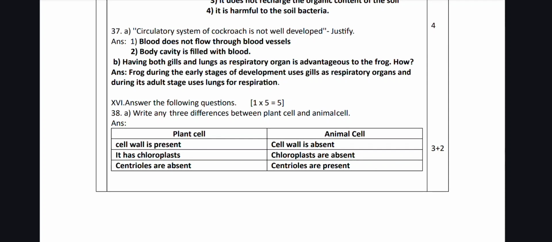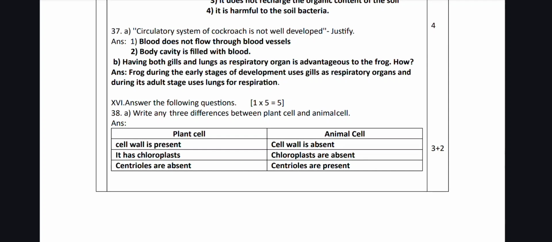So this tadpole, when it develops in the water, uses its gills as the respiratory organ for some time being. After that, it completely changes from the fish format with the gills and all, and changes to a complete adult frog. So at this stage, during the adult stage, it starts using its lungs for respiration as it is on the land surface. Okay, I hope you understood.